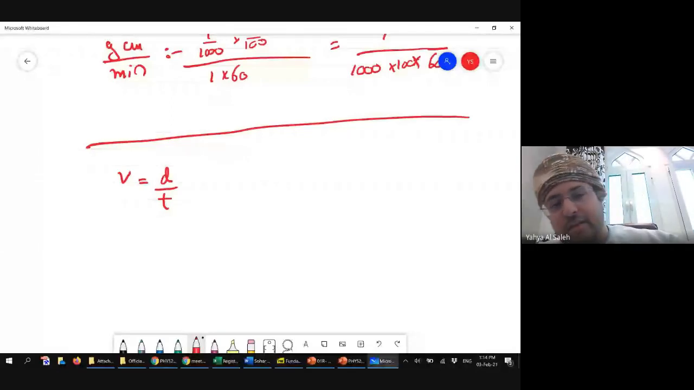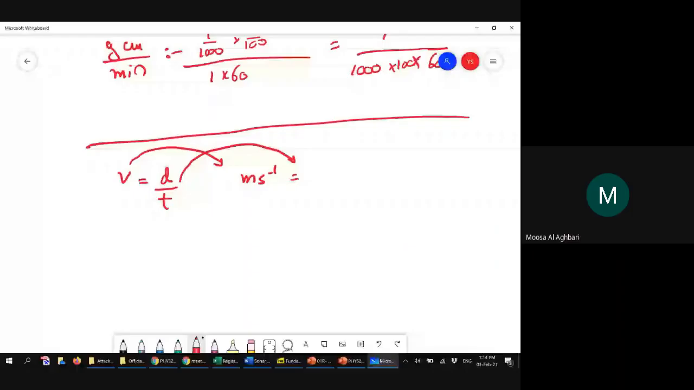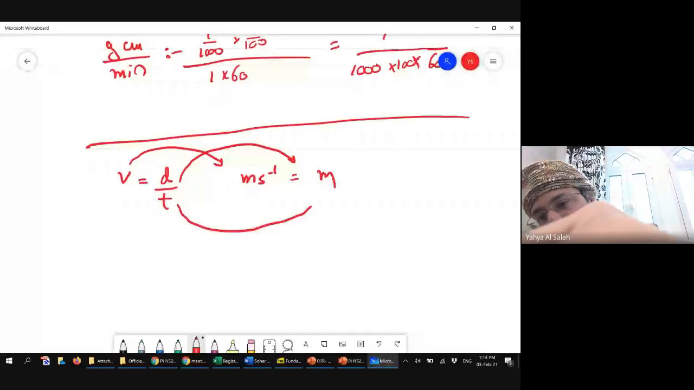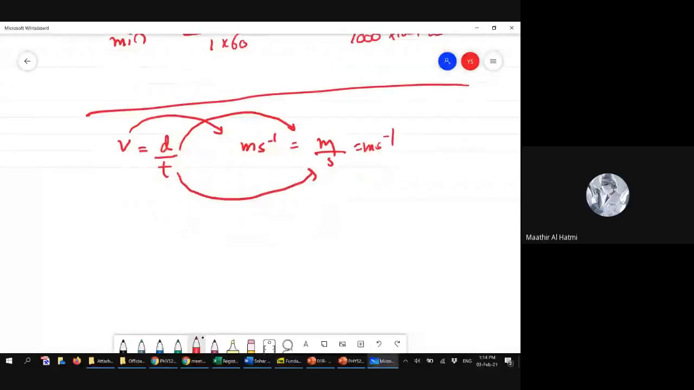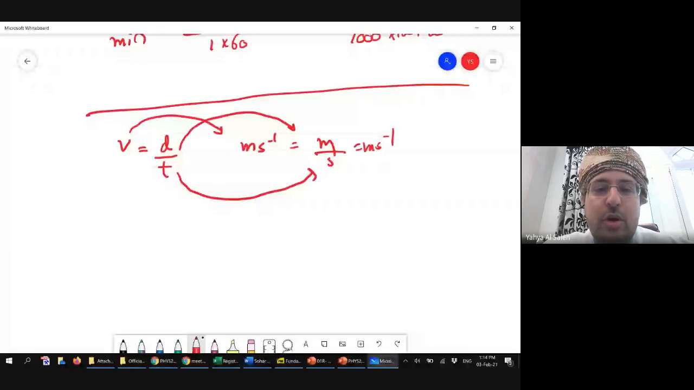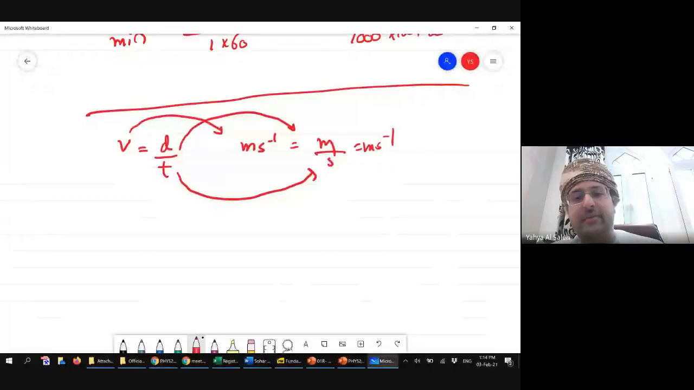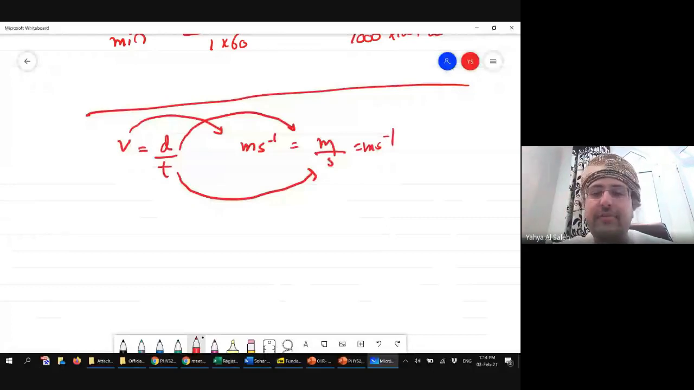Let's check. The unit of velocity is meters per second. Distance is meter and time is per second. So it is equal. The unit on the left is equal to the unit on the right. Right? So we're looking at it in terms of units, but we can go on an even more fundamental level and look at it in terms of dimensions.